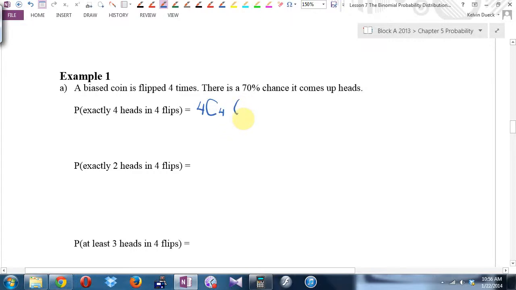What's the probability of getting heads? How many heads do we want? What's the probability of getting tails? Think about it. 0.3. How many tails do we want? If you were betting, what's the probability that you'll get four heads in a row with this rigged coin?